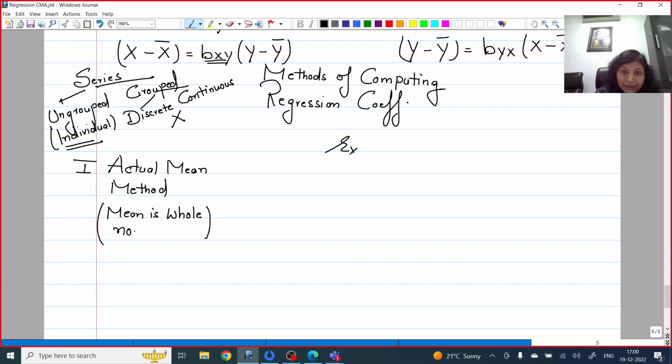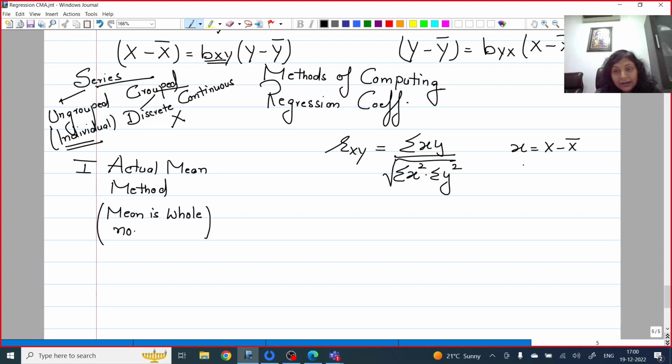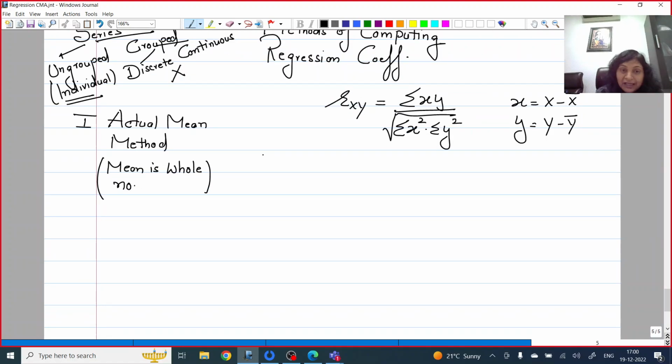Like I have told you in the earlier class, the formula for correlation in the actual mean method is summation xy upon square root of summation x square into summation y square, where x is equal to x minus x mean and y is equal to y minus y mean. With the help of this formula we can easily find the formulas of regression coefficients bxy and byx.